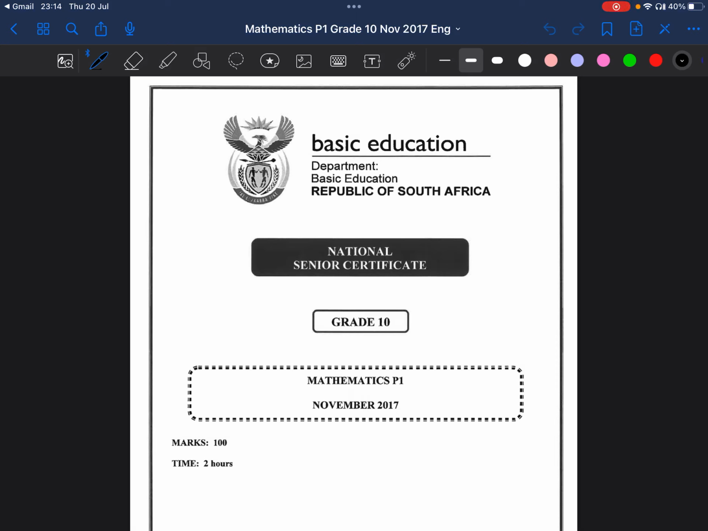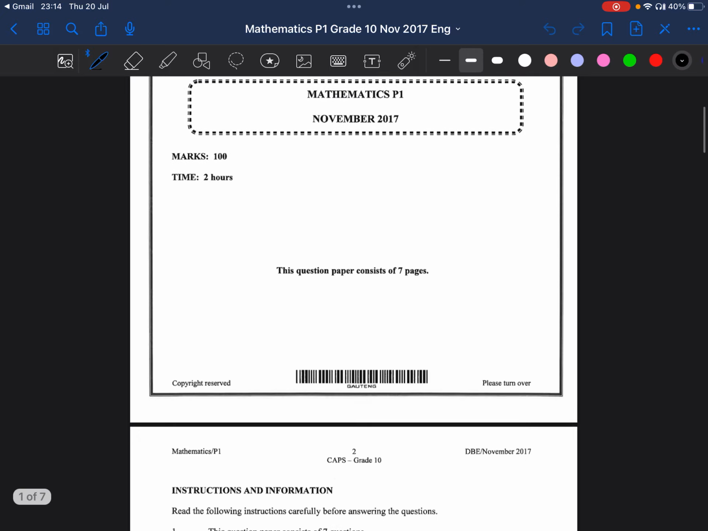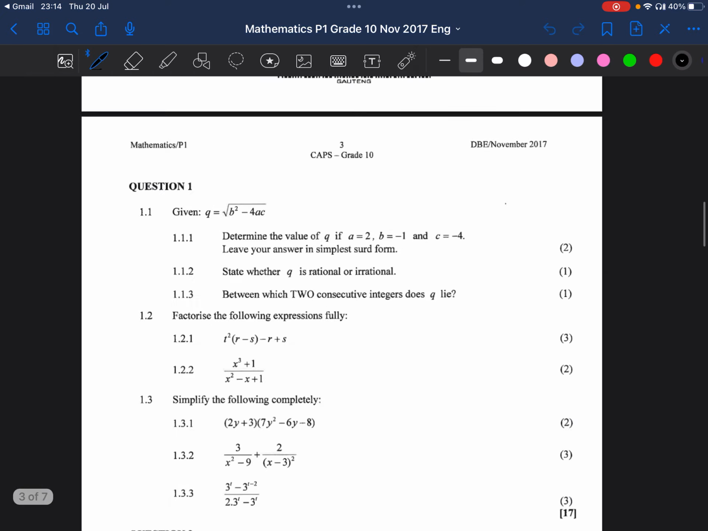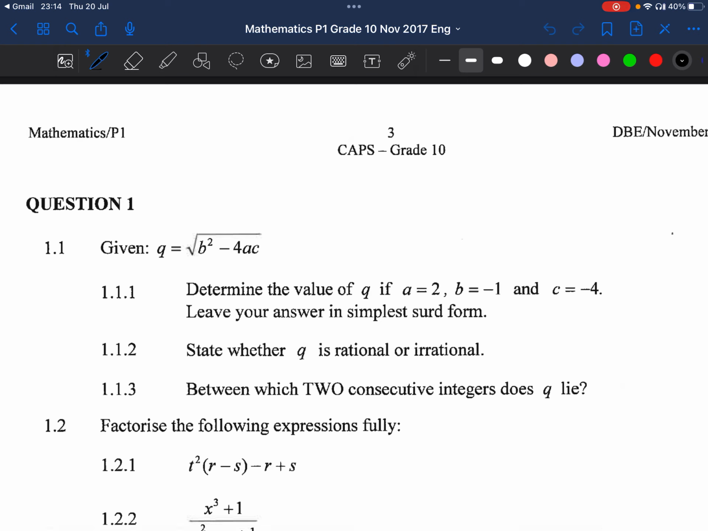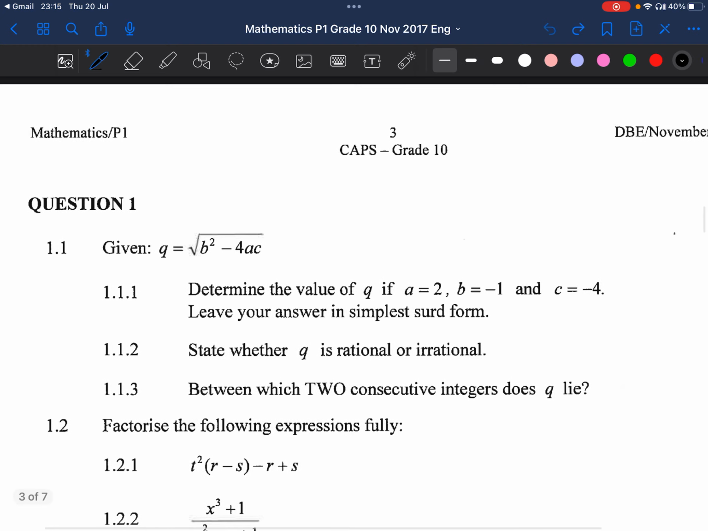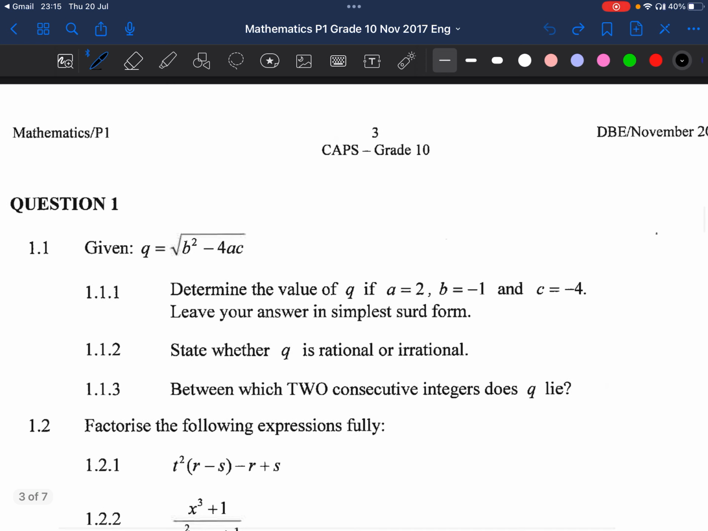Okay, here we will look at the 2017 paper 1 for maths grade 10. First question says, given that q is equal to the square root of b squared minus 4ac, determine the value of q if a equals 2 and b equals minus 1 and c equals minus 4, and they're asking us to leave the answer in the simplest surd form.